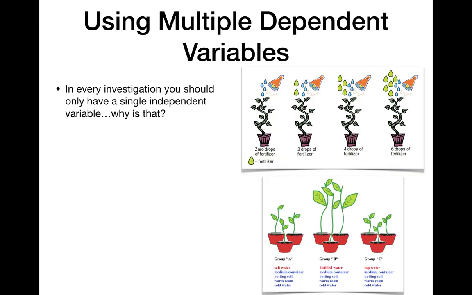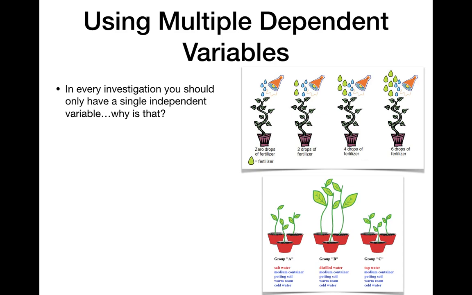Okay, now in every single investigation, let's go back to variables again. You need to have one and only one independent variable. Why is that the case? Well, if we want to know what's causing something and see if we can have some sort of clear relationship between the variables, we can't manipulate tons of things.